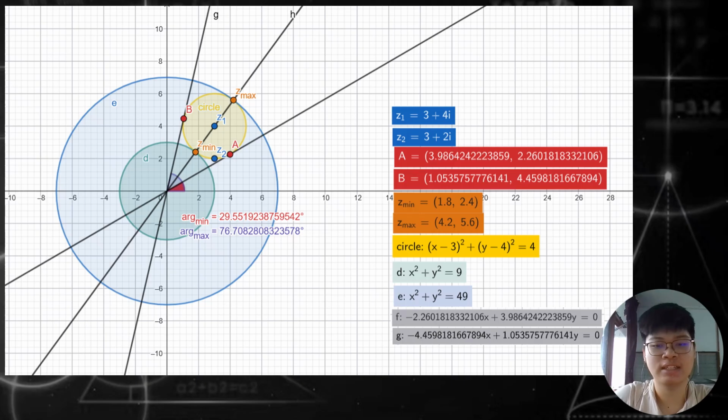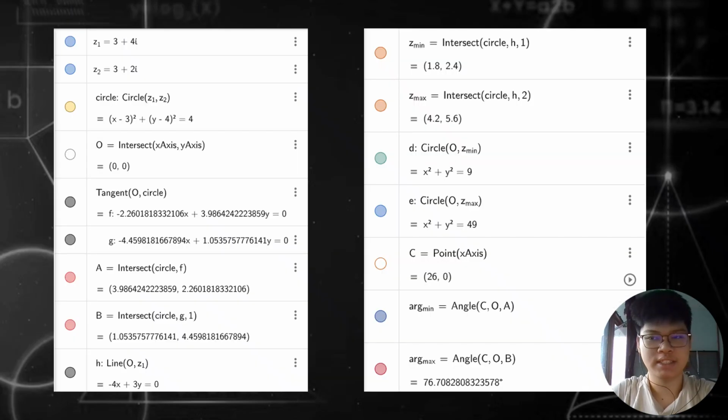The yellow one is the equation for the main circle. D is the circle for Zmin and E is the circle for Zmax. F is the tangent line for point A and G is the tangent line for point B. Our min argument is approximately 29.55 degrees and max argument is approximately 76.708 degrees. These are the equations for the circles, points, lines, and argument angles.